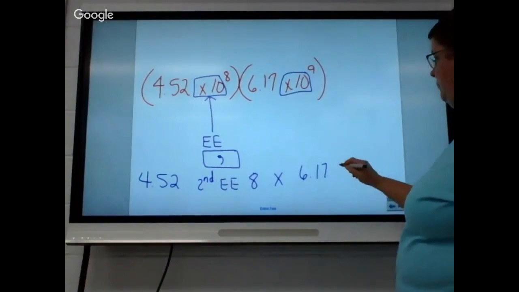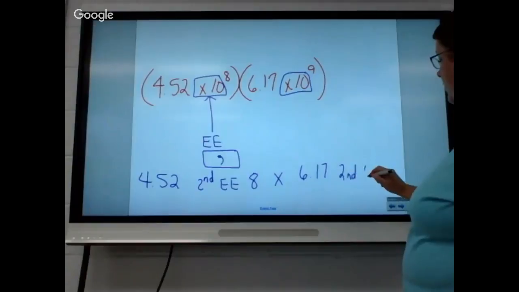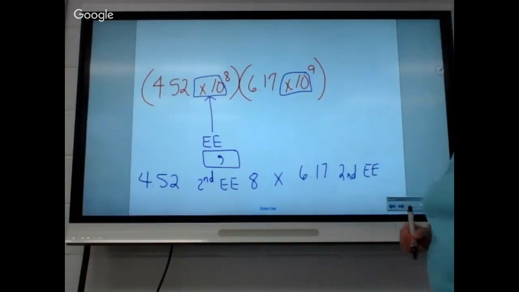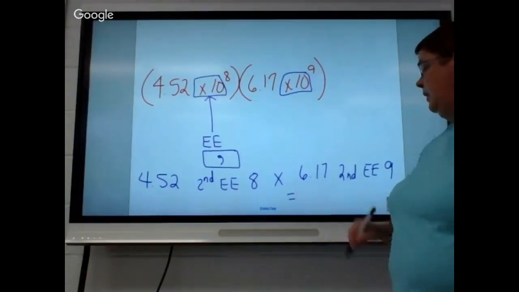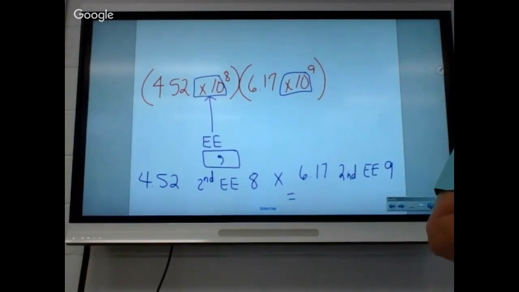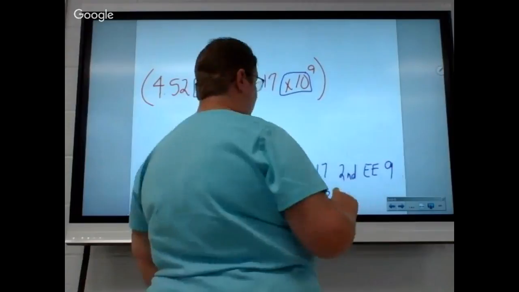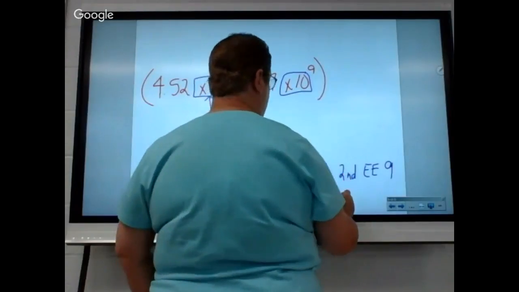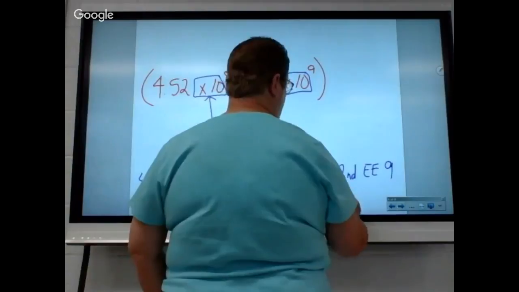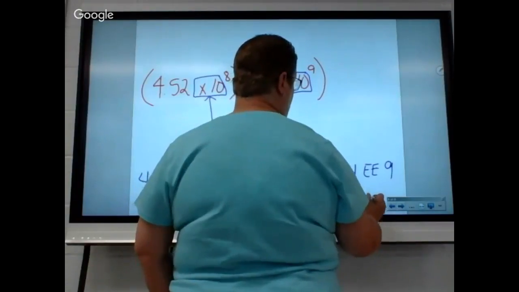And then you've got another times 10. So you do what again? Second. And then EE. And when you hit second EE, what happens again? You have an E. So it's asking you again, what is the exponent? So what's the exponent? 9. Now you hit equals, and you get an answer. What'd y'all get? Because I don't know this off the top of my head. 2.7884. Hold on, 2.78 is plenty. 2 places for right now. I'm going to teach y'all how to calculate with significant digits tomorrow and Thursday. 2.78 times 10 to the 18th.